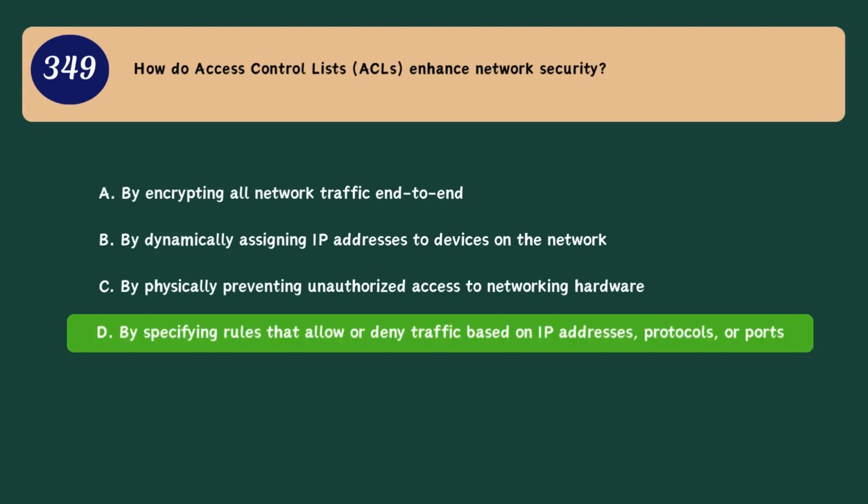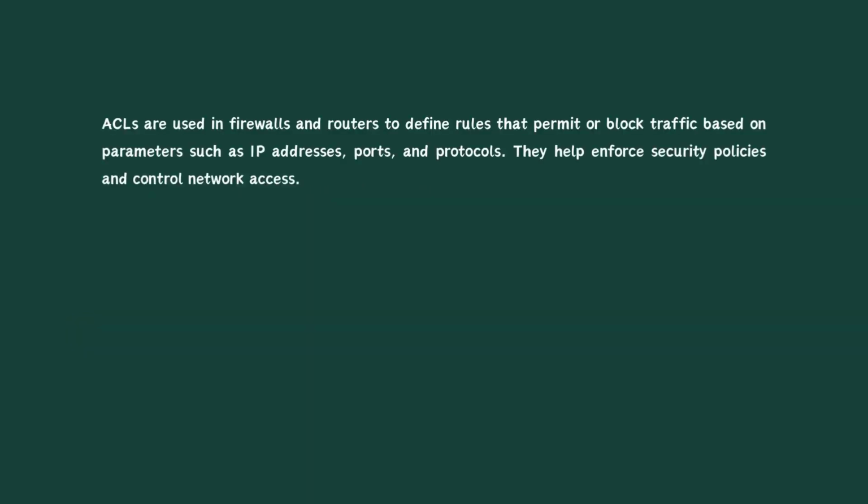Correct answer. D. By specifying rules that allow or deny traffic based on IP addresses, protocols, or ports. ACLs are used in firewalls and routers to define rules that permit or block traffic based on parameters such as IP addresses, ports, and protocols. They help enforce security policies and control network access.